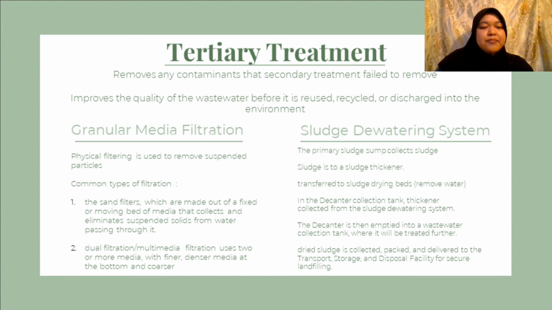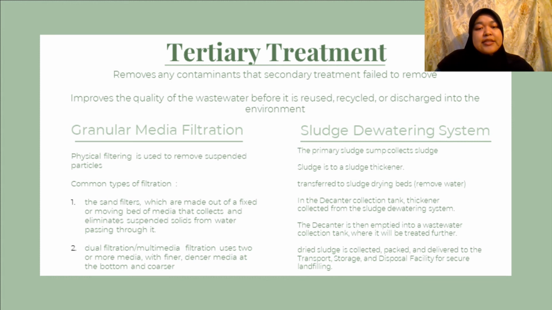Next, we'll go to the last one, tertiary treatment. We have two. For CETP, it helps to remove any contaminants that secondary treatment failed to remove, and improves the quality of wastewater before it is reused, recycled, or discharged into the environment. First one is granular media filtration. Physical filtering is used to remove suspended particles. The common type of filtration is the sand filter. Second is dual filtration or multimedia filtration.